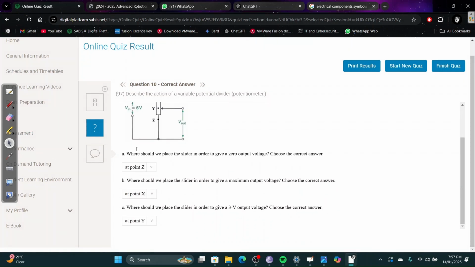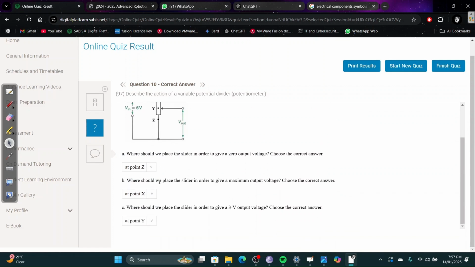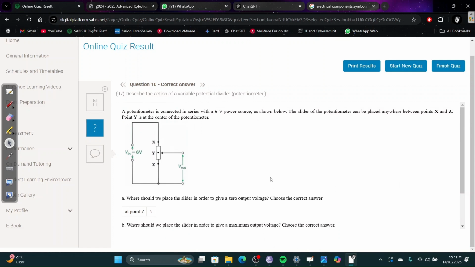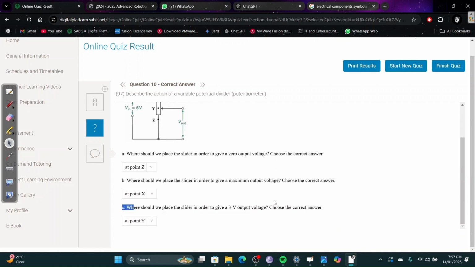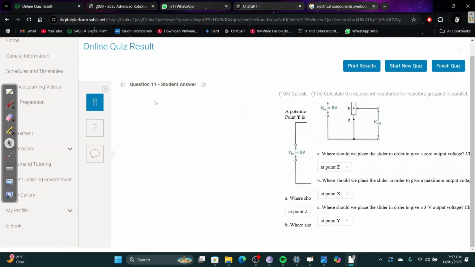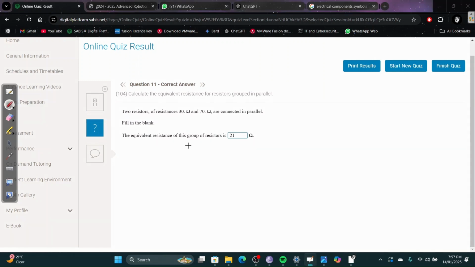Where should we place the slider to give zero output voltage at Z, since you're connecting it in total? Where should we place the slider to give a maximum output? It's basically A to A. So you're containing your voltage, and at point Y, it's because it's not using the whole area, remember? So it goes from X to Y. Again, I'm not very good at explaining this chapter. I don't like this chapter at all. I'm better at forces, this isn't really my thing.